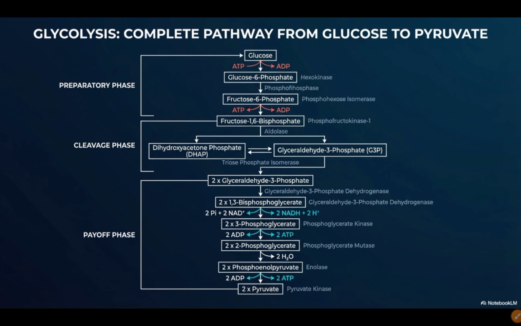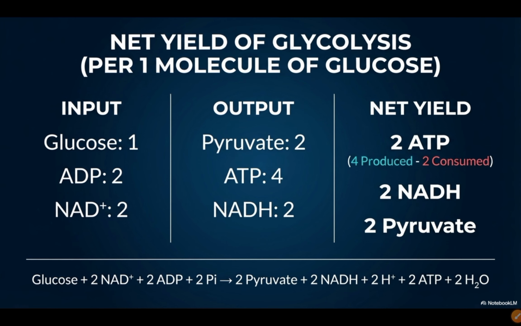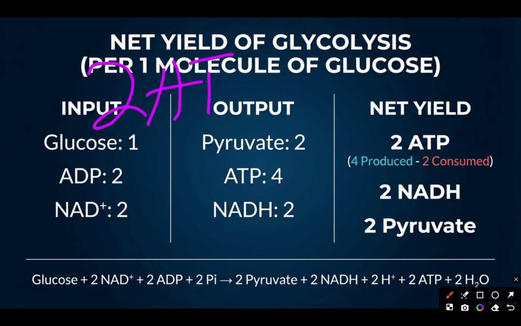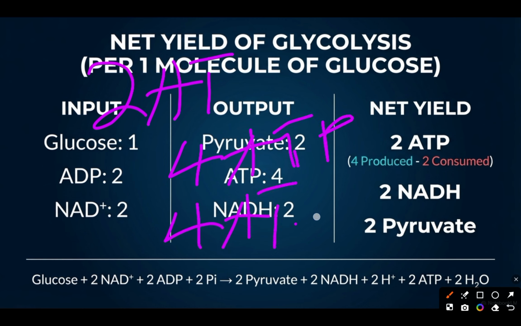So what are the outputs of this reaction? We use 1 glucose to produce 2 pyruvate and 2 ATP net. Remember that we added 2 ATP molecules and we produced 4 ATP molecules. So what is the net ATP that we have? 4 ATP minus 2 ATP gives us 2 ATP molecules.